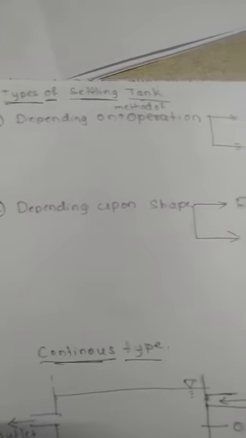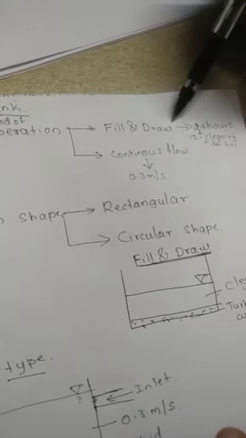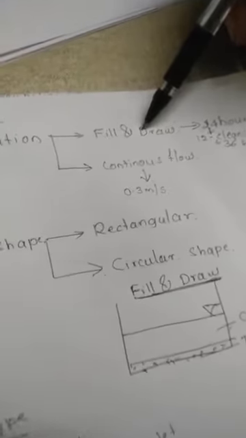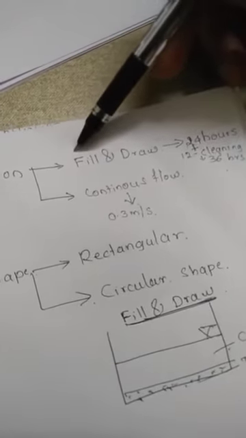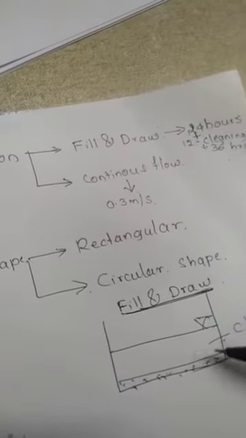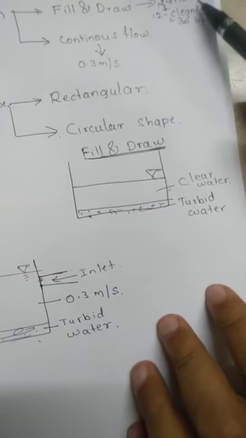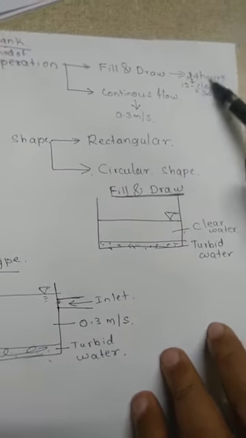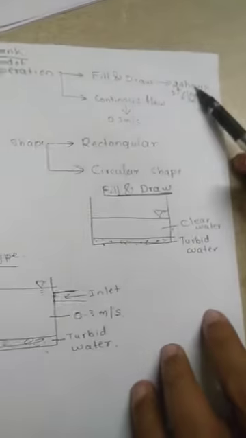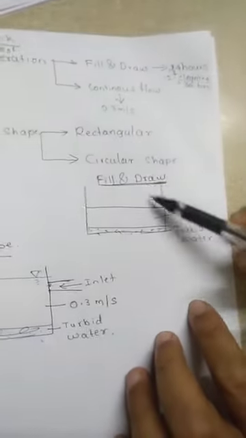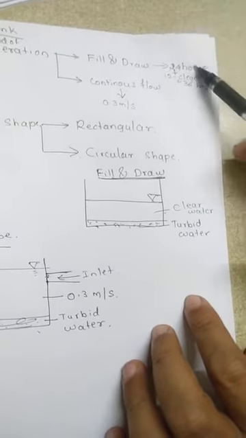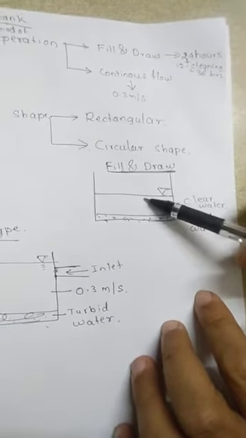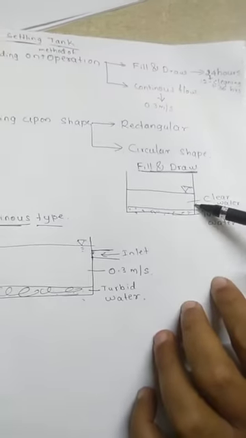Now in the fill and draw type of sedimentation tank, as the name suggests, we fill the sedimentation tank with water and store it for 24 hours. After 24 hours, as I have told, the particles settle down by their own weight, and we have clear water at the top.